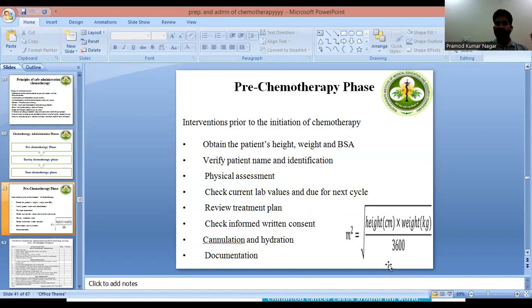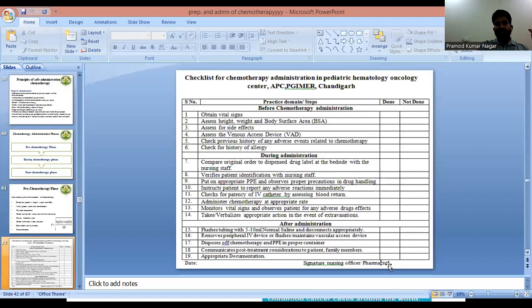Check current lab values; if any lab values are not normal, you should inform the physician or the resident doctor. Revise the treatment plan, check informed consent, cannulation or hydration. Cannulation should be done properly and documentation should be there. So this is the checklist in our daycare. When we administer chemotherapy to the patient, whether a new patient or an old patient, these are the checklists which should be verified by two nurses in our daycare setting.